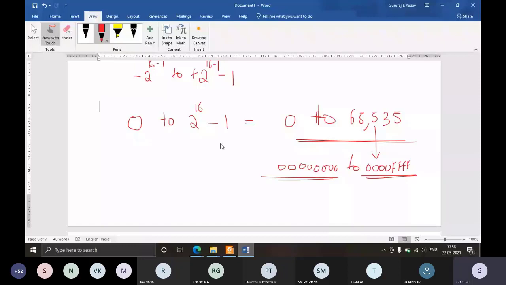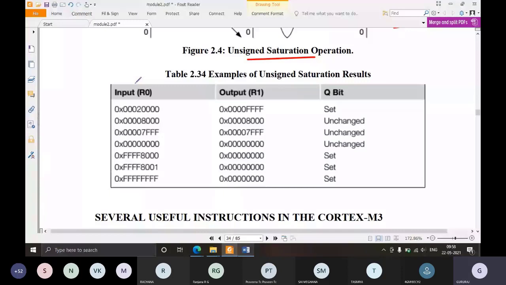Again, remember, we are trying to saturate a value that is there in R0 to 16 bits, and it is unsigned saturation. So what is the value given in R0? It is 0, 0, 0 followed by 2, 0, 0, 0, 0. Since the first 3 values are zeros, it is a positive number only. The input value is 3 zeros followed by 2, then followed by 4 zeros.